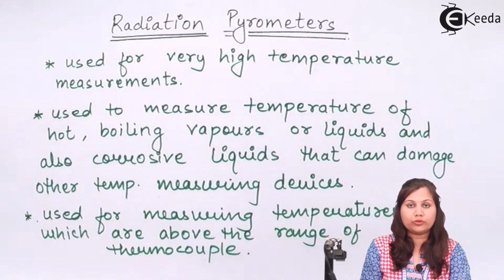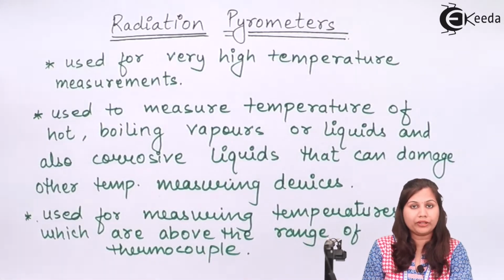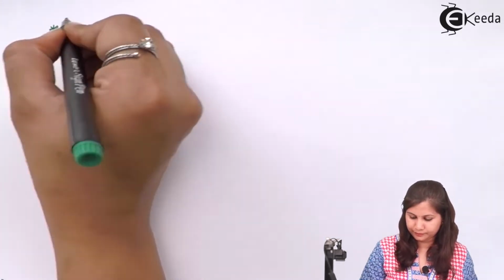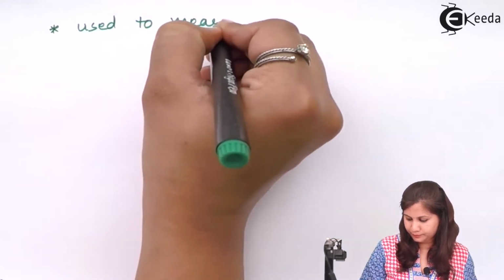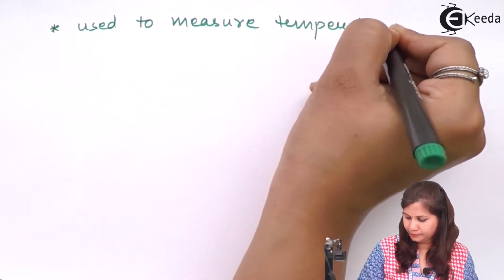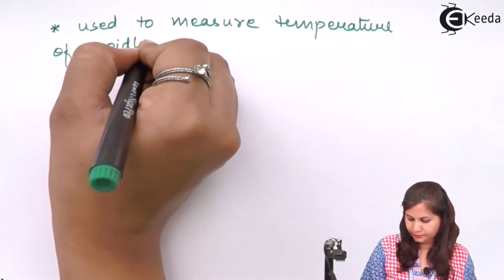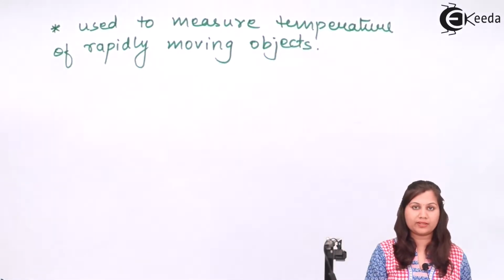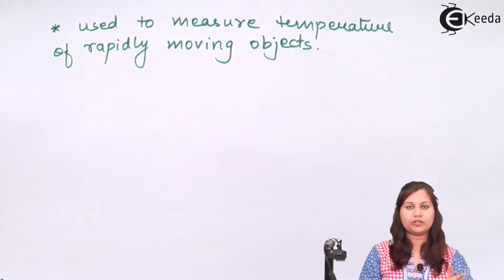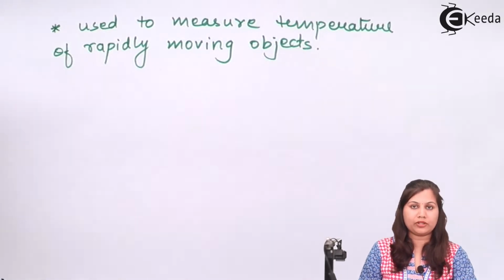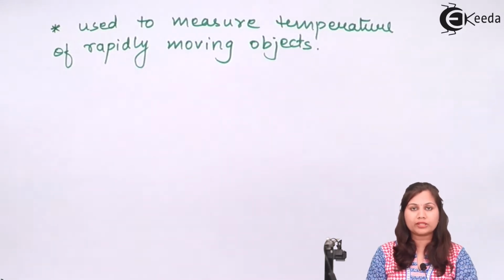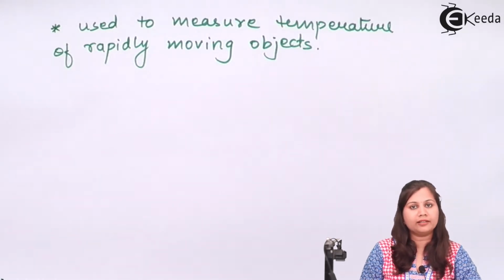Also, if the object whose temperature we want to measure is a moving object, then for those cases also radiation pyrometers are used. So we can say that all those situations where the basic or common temperature measuring devices like thermocouple, thermistors and RTDs cannot be used, for those cases radiation pyrometers are used.